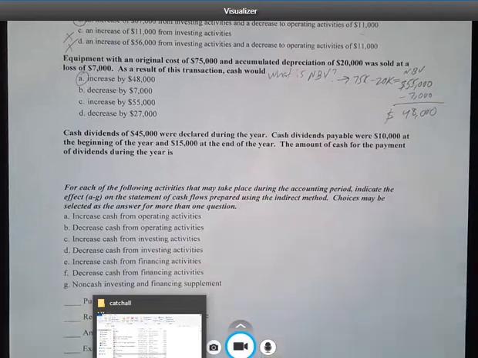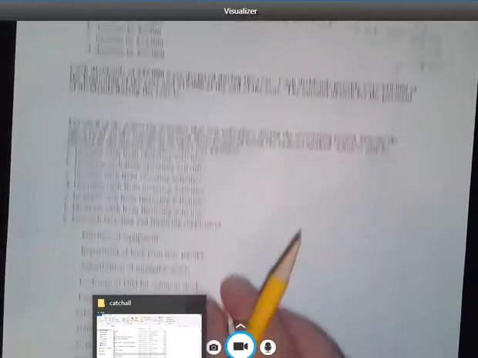It doesn't ask you what portion of the statement of cash flows. It just says as a result of this transaction, cash would increase by $48,000 because that's what you sold it for. You have $48,000 that you didn't have before, and you no longer have the equipment that you used to have. So A is going to be the correct answer.